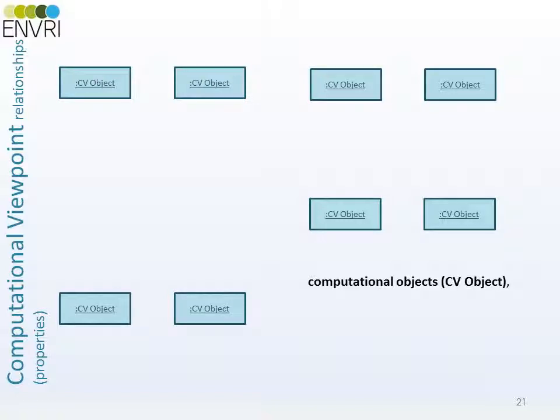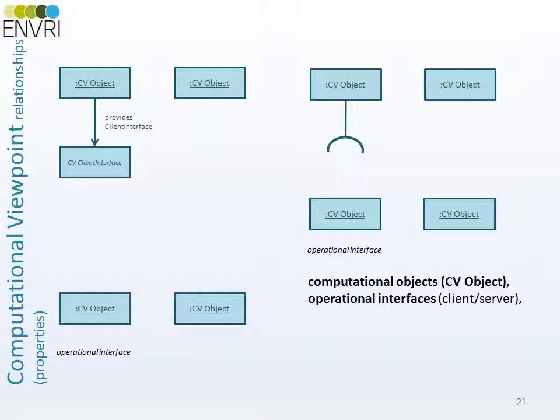This slide shows how the different kinds of interfaces are modeled within the ENVRI Reference Model ontology, and how they are illustrated in a UML diagram at the right side. For operational interfaces, if a computational object has a client interface, then there must be another computational object with a server interface that corresponds to the client interface. The two interfaces can then be connected via a primitive binding, allowing the object with the client interface to invoke the operation on the server object.